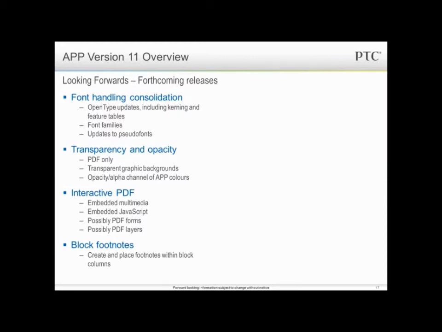We also want to provide some transparency and opacity support for our PDF output. What this will mean is that you can give any object a level of opacity, so you can see through things, useful for things like watermarks, but also color blocks which overlap other color blocks, that kind of thing.